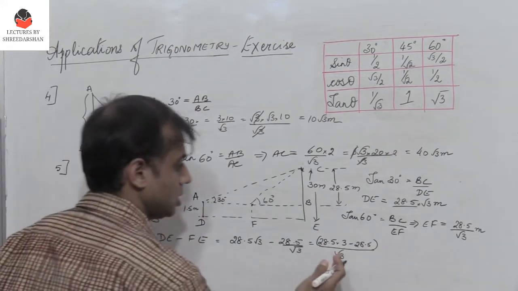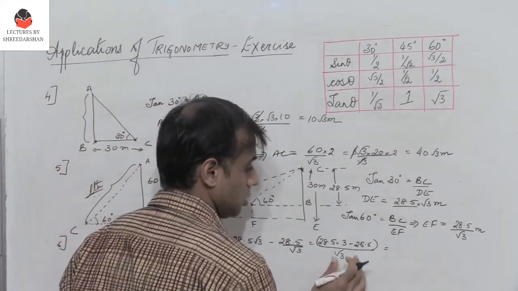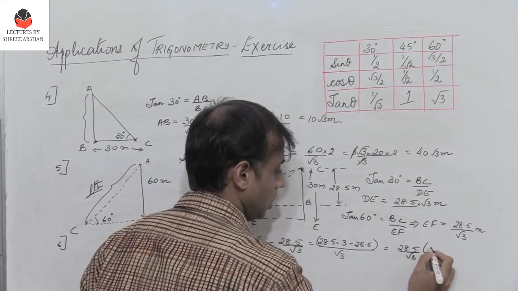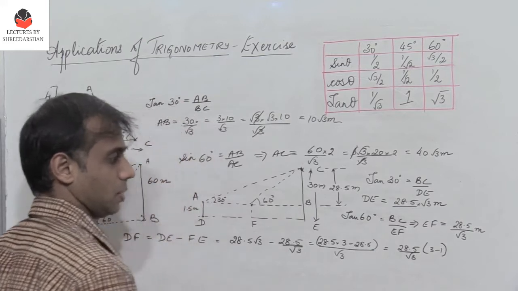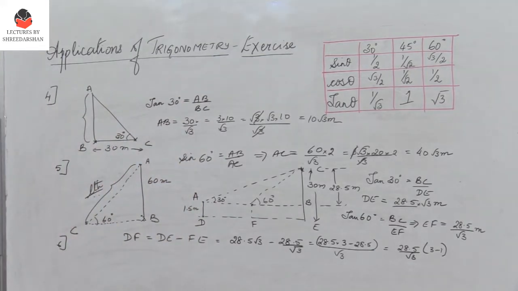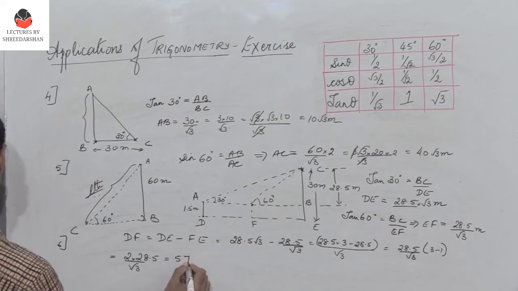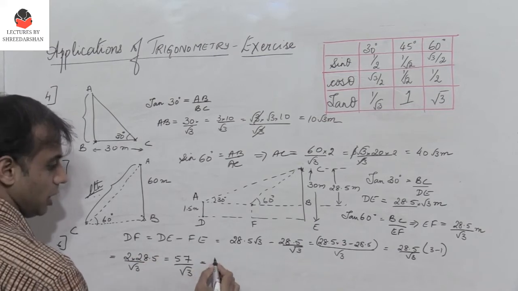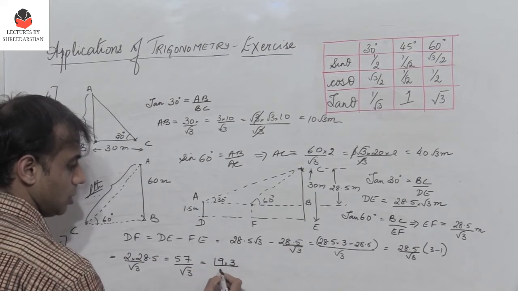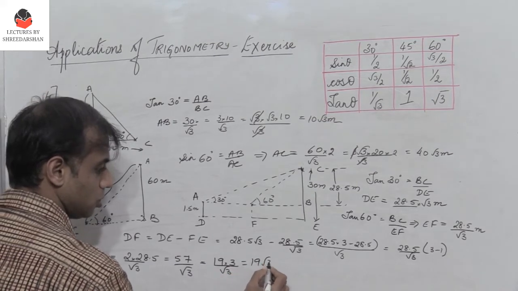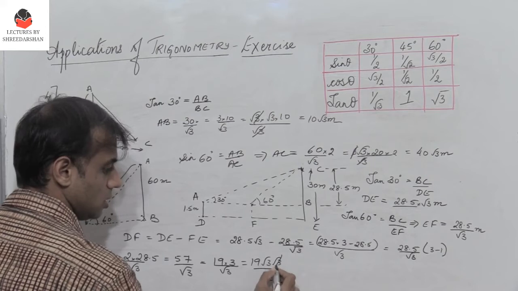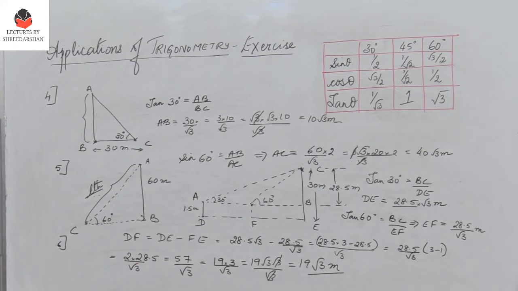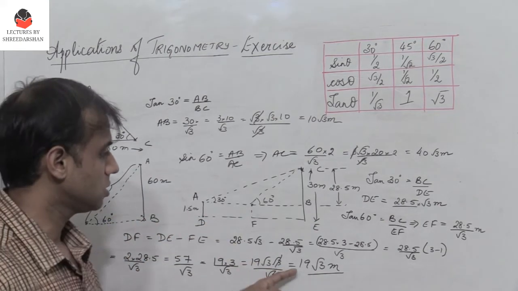Now I can take root 3 common outside. So I can take 28.5 divided by root 3 into 3 minus 1. So I get 2 into 28.5, so this becomes 57 divided by root 3. Now I can write this as 19 into 3 divided by root 3, or 19 into root 3 into root 3 divided by root 3. So root 3 cancels, and I get 19 root 3 meters. So the boy walks a distance of 19 root 3 meters.